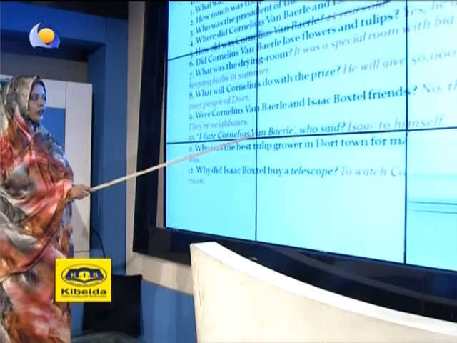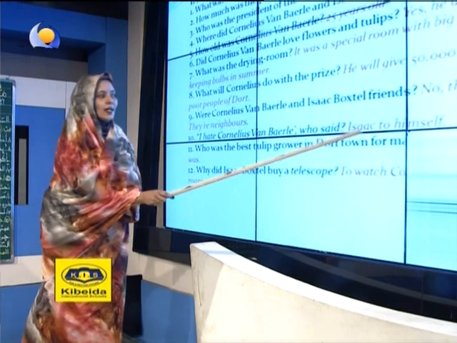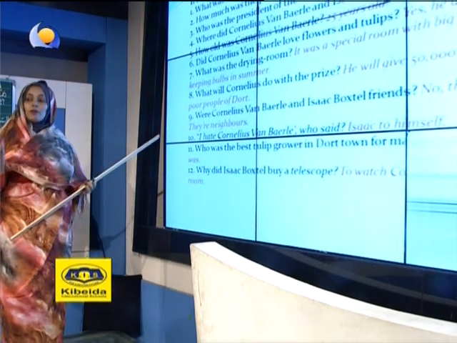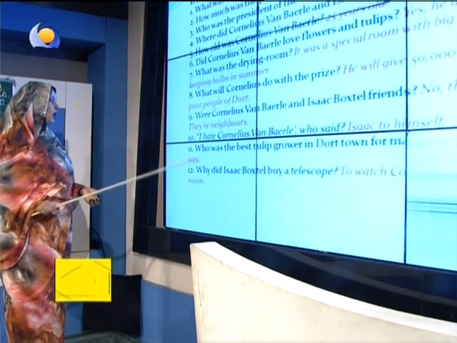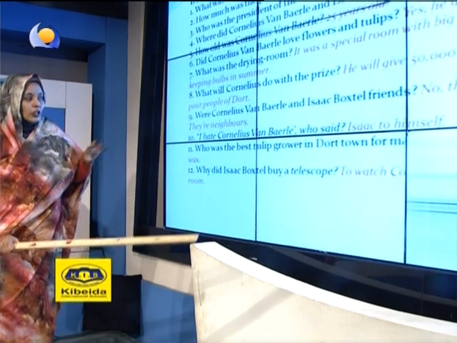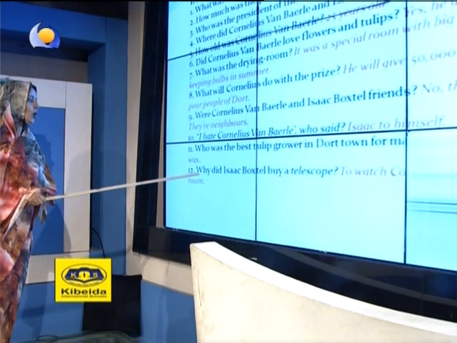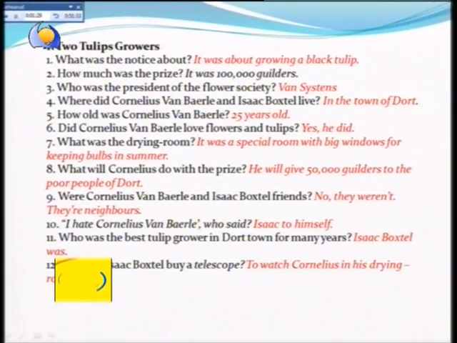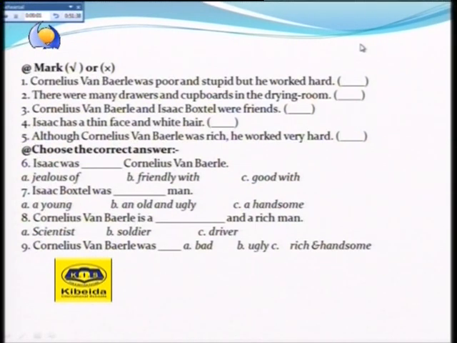I hate Cornelius Van Baerle. Who said that? It was Isaac, and he was talking to himself. Who was the best tulip grower in Dort before Cornelius came? It was Isaac Boxtel. That's why he felt jealous of Cornelius. Why did Isaac Boxtel buy a telescope? He bought a telescope to watch his neighbor and spy on him. Okay.